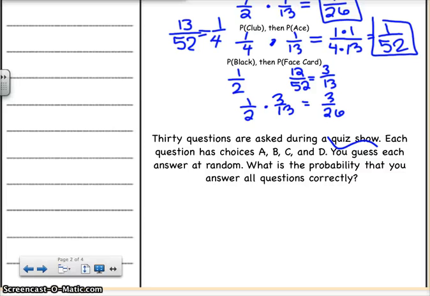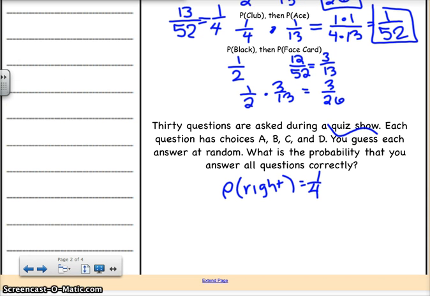Kristen, what do you got? 8.67361738 times 10 to the negative 19th. Okay, so that's actually not 1 over, it's just that. So what we would do, the probability that you are right is 1/4. Do you agree with that? Probability of getting 1 right is 1/4.